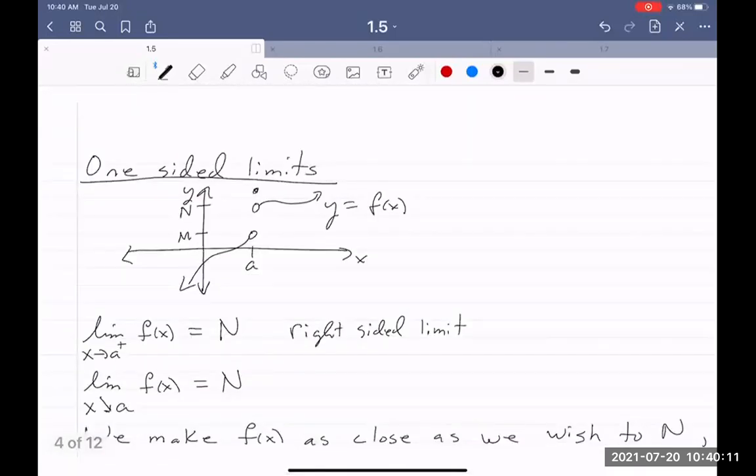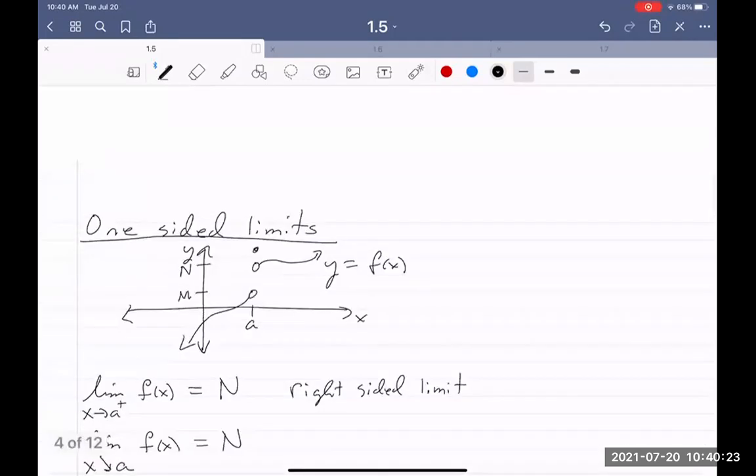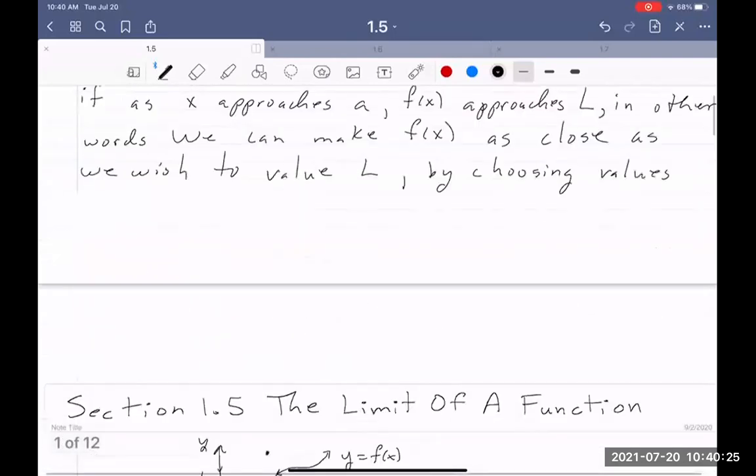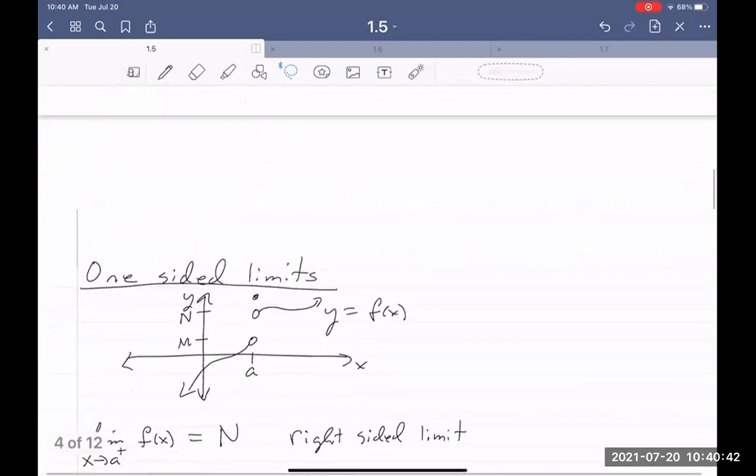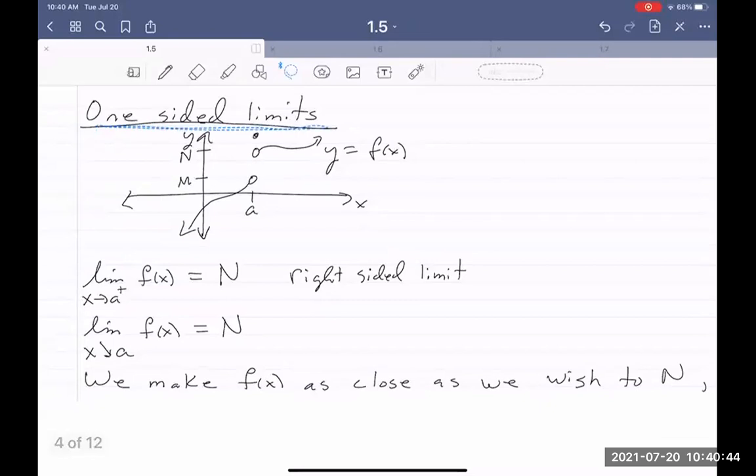So first off, let me give you some additional concepts. The concept that I gave you at the beginning is called a two-sided limit, because I was approaching from both the right side and the left side. Let me give you a concept where I only approach from one side, what's called a one-sided limit. So let's look at a one-sided limit.